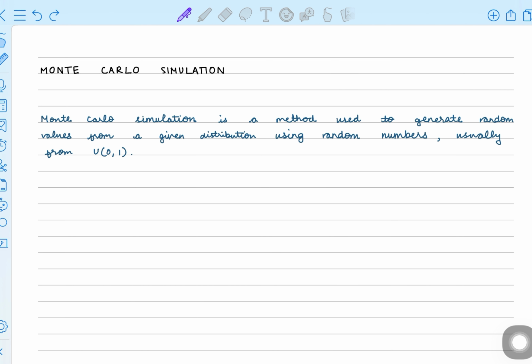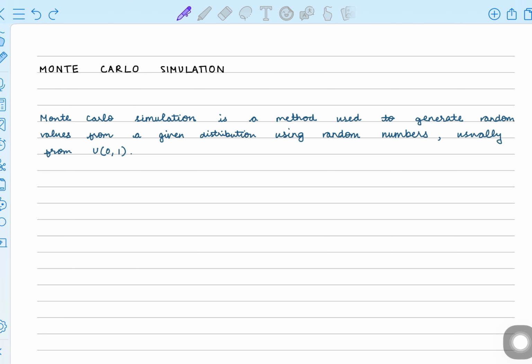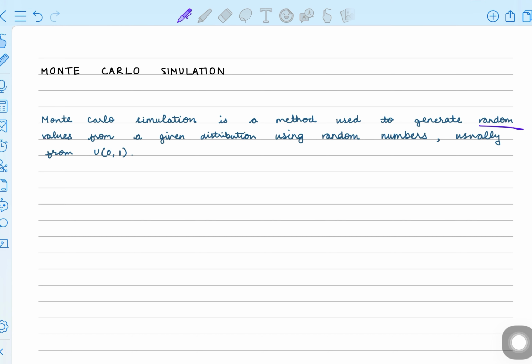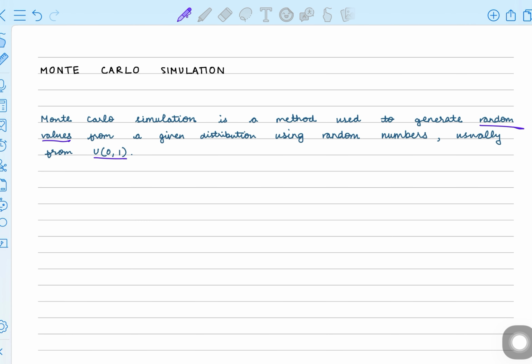Now, let's cover the last topic for today's video, Monte Carlo simulation. Monte Carlo simulation is used when a probability distribution is given to generate random variables using random numbers, usually from U(0, 1). So what this means is, many probability distributions are theoretical. Monte Carlo simulation helps us generate sample values from those distributions using a computer or random numbers.